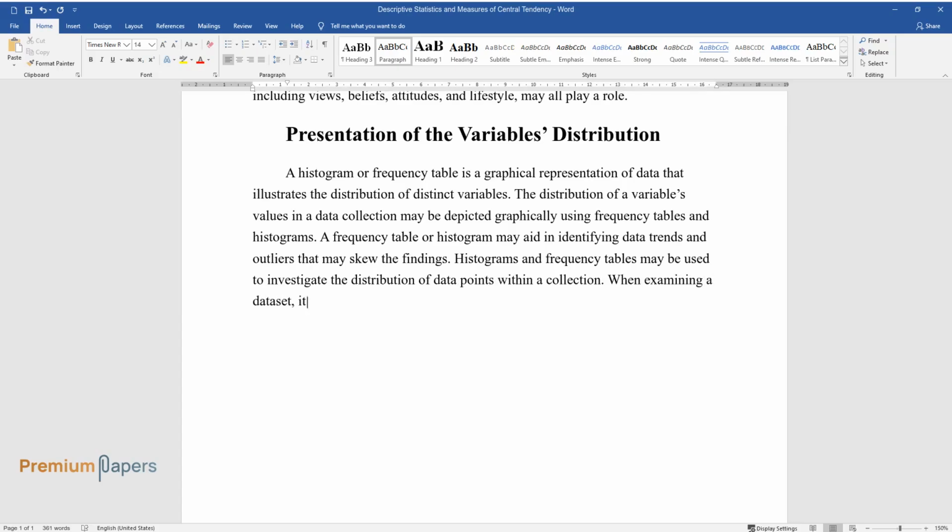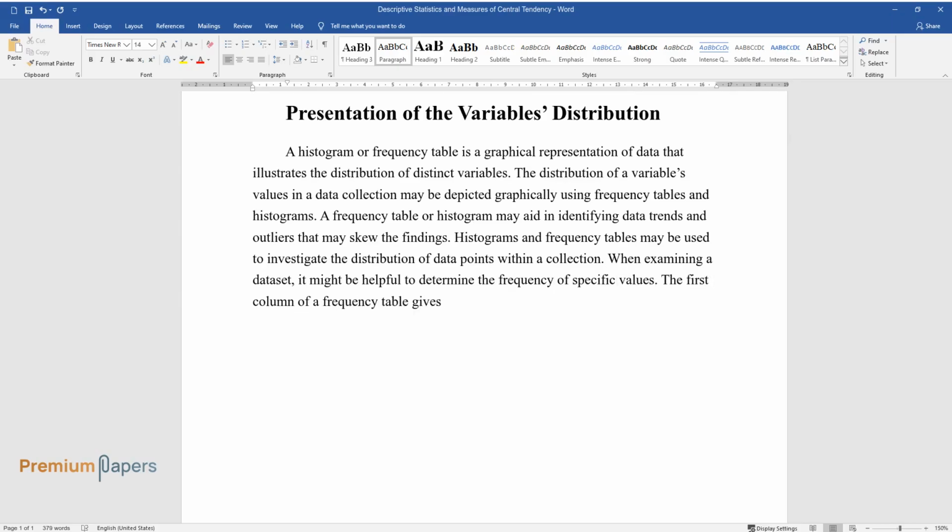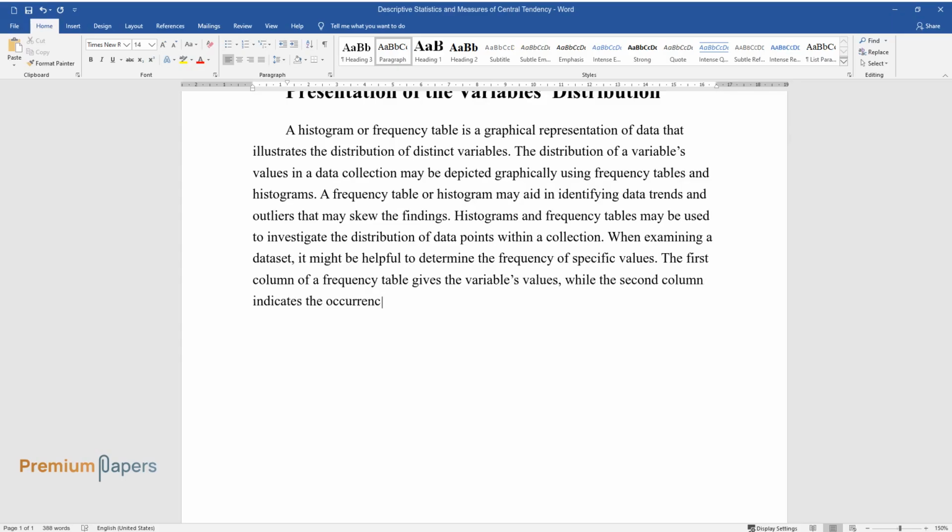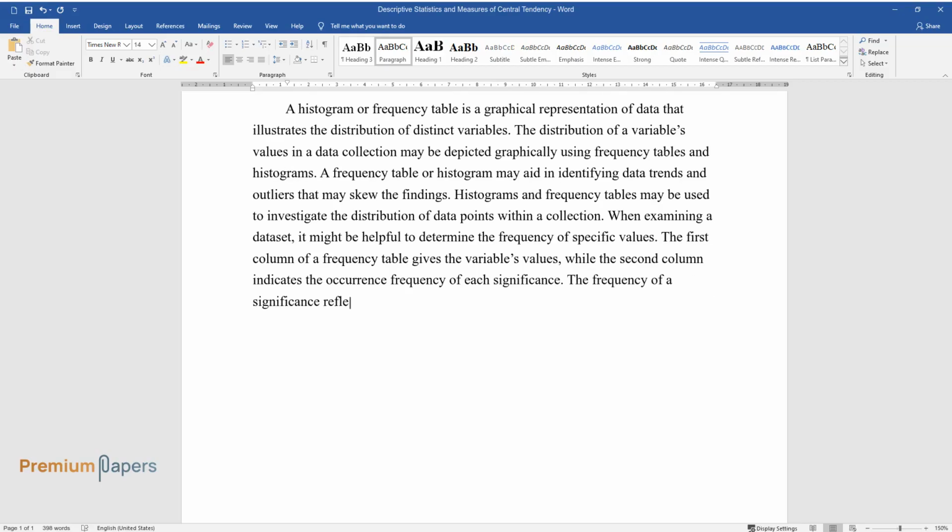When examining a dataset, it might be helpful to determine the frequency of specific values. The first column of a frequency table gives the variable's values, while the second column indicates the occurrence frequency of each value. The frequency of a value reflects its occurrence within a particular dataset.